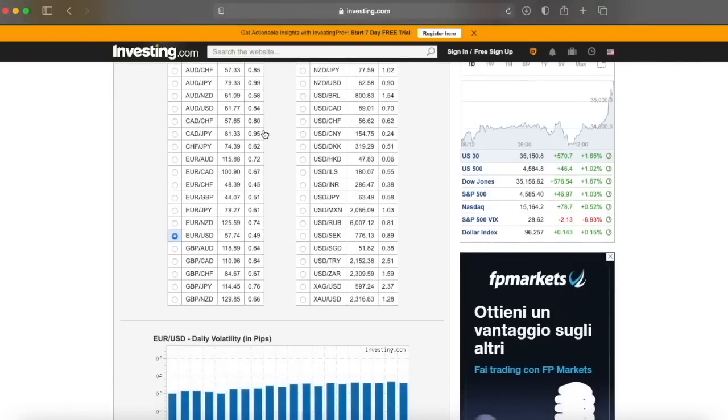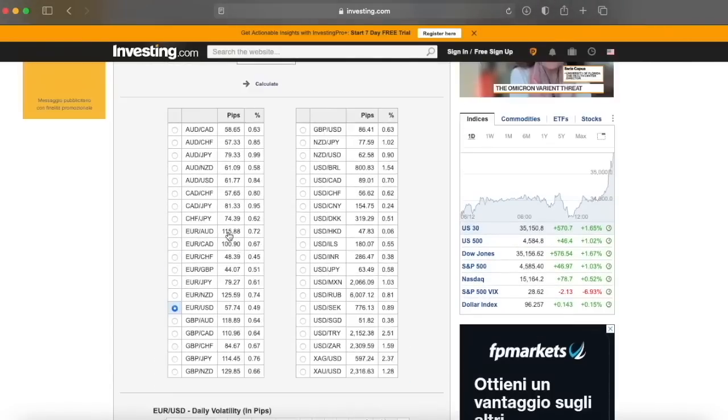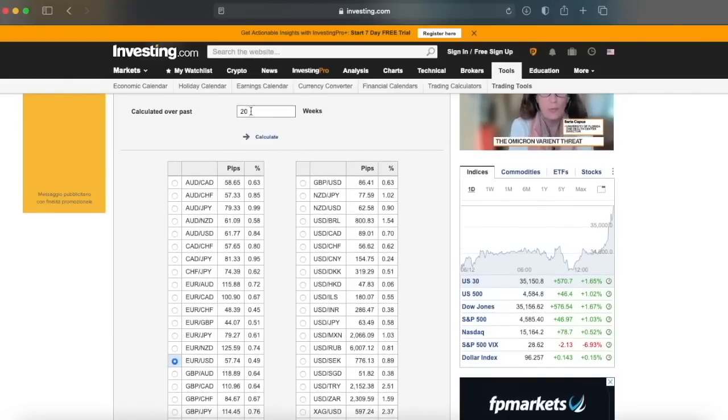We can see that the pairs with the highest average daily range are Euro-Australian dollar, Euro-Canadian dollar, Euro-New Zealand dollar, Pound-Australian dollar, Pound-Canadian dollar, Pound-Yen, and Pound-New Zealand dollar. The lowest average daily range pairs are Euro-Yen, Euro-Pound, Euro-Swiss franc, Australian dollar-Swiss franc, Australian dollar-Canadian dollar, Canadian dollar-Swiss franc, Euro-Dollar, and dollar-Swiss franc. We can also see that the exotic currency pairs have a very high average daily range because they are less traded, and when assets have low liquidity they are much more volatile and risky. The maximum number of weeks that you can analyze with this tool is 54.